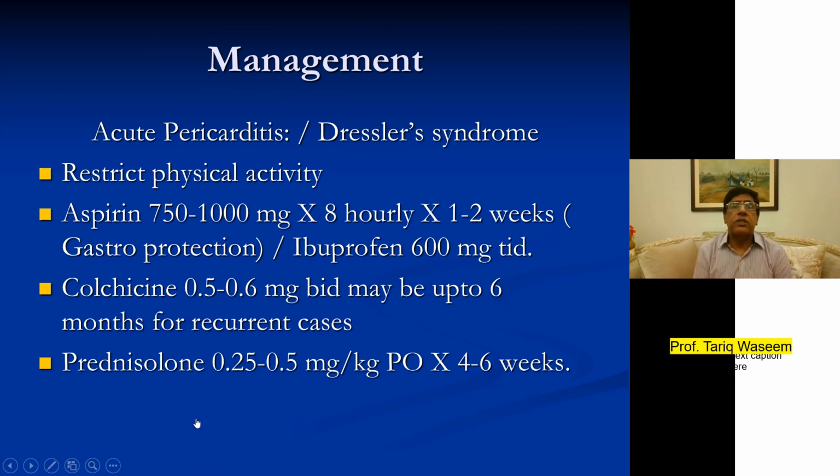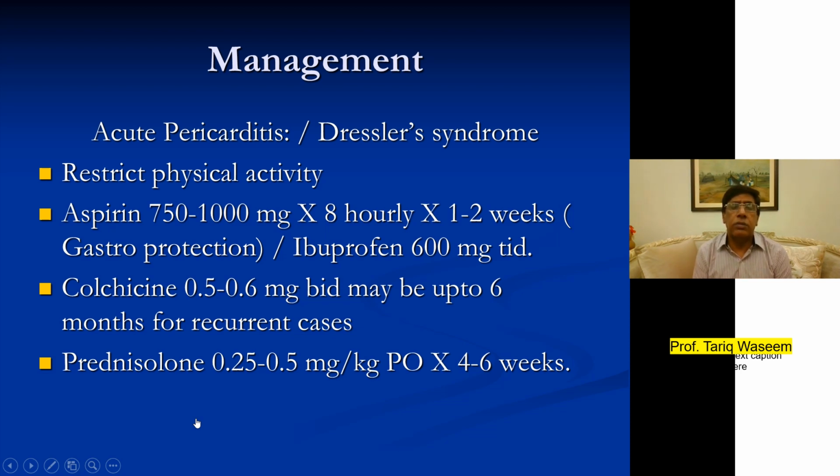Now, how do you manage these patients? Particularly the management of a patient with acute pericarditis or a patient who has, as we said, Dressler syndrome, which is development of pericardial effusion maybe 2 or 3 weeks following a myocardial infarction. All you need is to restrict activity. You use a high dose of aspirin, something around 750 to 1000 milligrams, maybe every 8 hours for 1 to 2 weeks. You have to be careful regarding the development of acid peptic disease or ulcer, or you would be careful in someone who had a history of previous upper GI bleed.